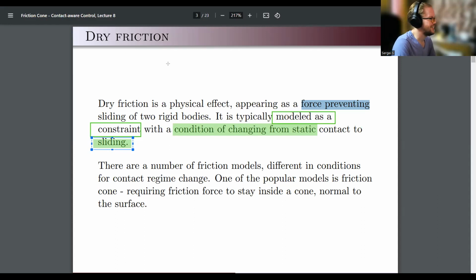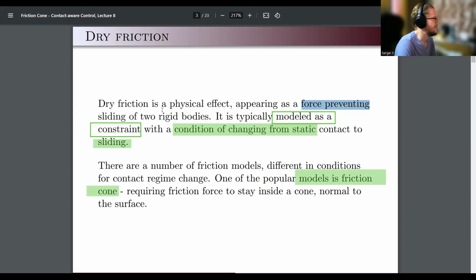There are other models such as stiction, where you have two different coefficients for dynamic friction, so sliding, and static friction. Stiction describes well the situation where you try to move your cupboard and it doesn't want to move and then it jerks. There are other models of friction, quite a few of them. But one of the most popular models in robotics is the model of Coulomb friction with a friction cone. This model requires the friction force to stay inside a cone. That's what we are going to discuss today.